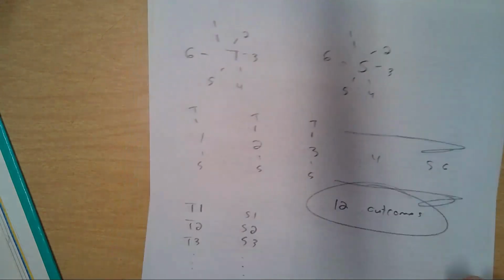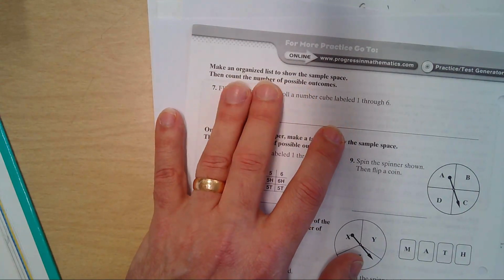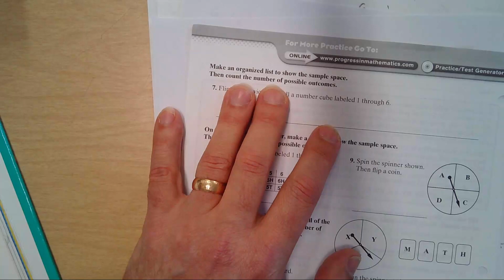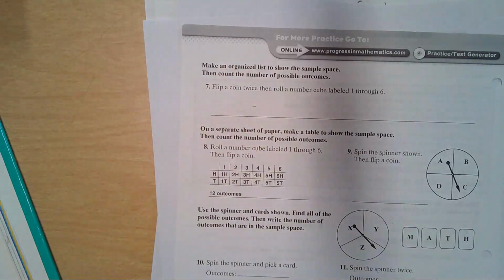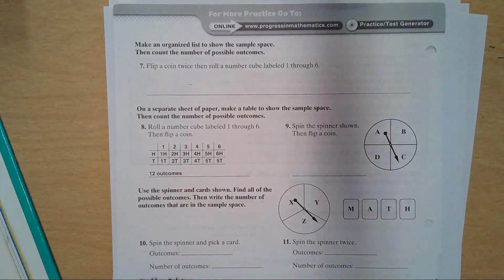Okay. So let's move on here. Now, 7, we'll talk about this. It says make an organized list. But once again, your choice. You can make a list, or if you want to do a tree diagram, do a tree diagram. Okay? I don't care. Do one or the other. Whatever you feel is more to your preference, go with it. Okay? Same thing with this one and this one. Do whatever you want.